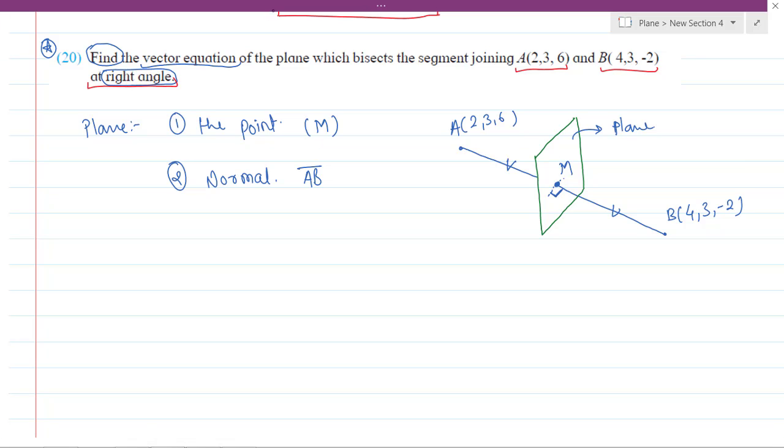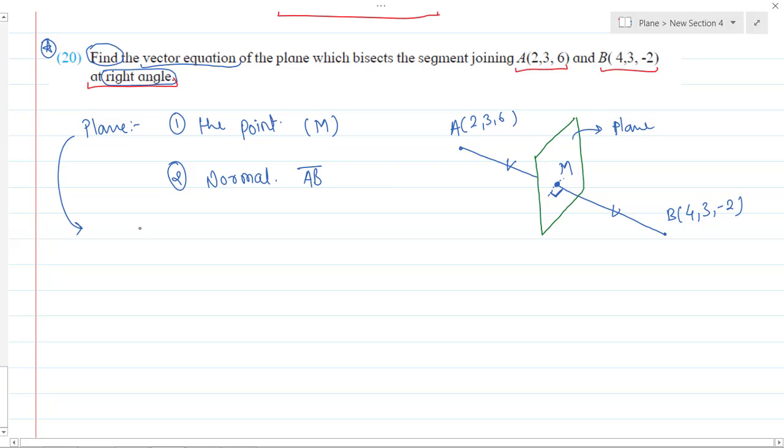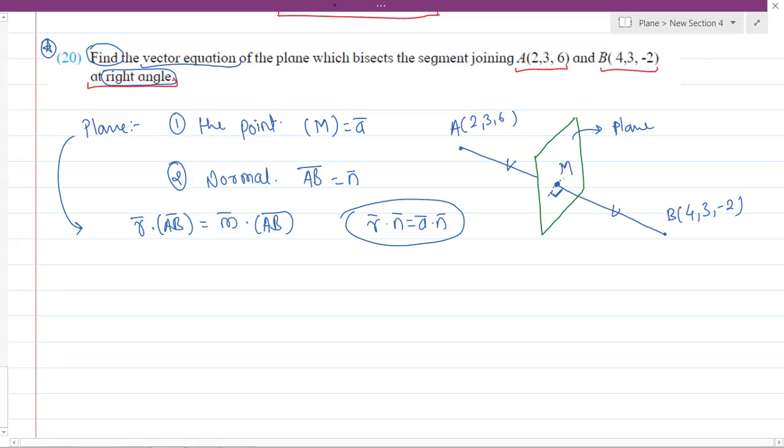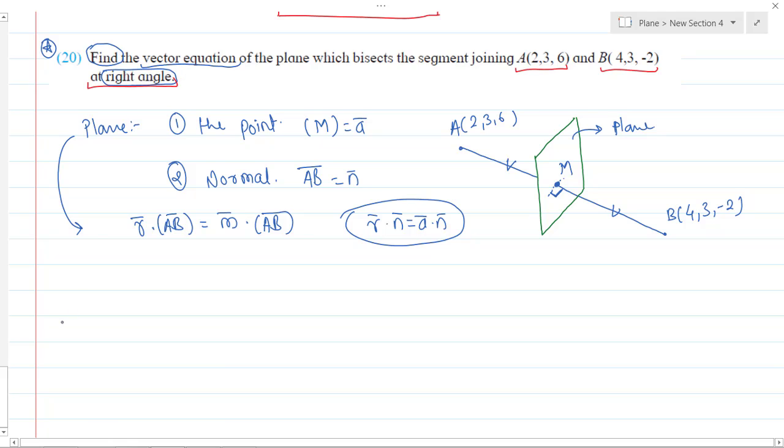Now what is the equation of this desired plane then? It is r bar dot AB bar equals M bar dot AB bar. Yes or no? That is the standard form: R bar dot N bar equals A bar dot N bar is our standard equation. So this is my N bar and this becomes my A bar. Now let's find the M bar first. How will we find the M bar? M is nothing but the midpoint of the segment AB. So M bar will be equal to A bar plus B bar by 2.